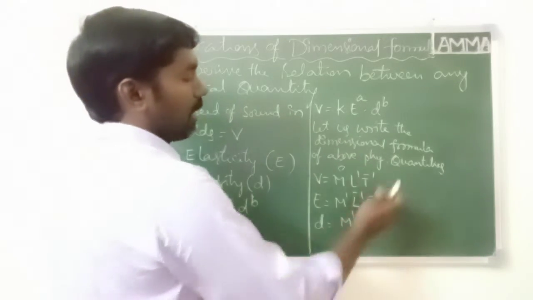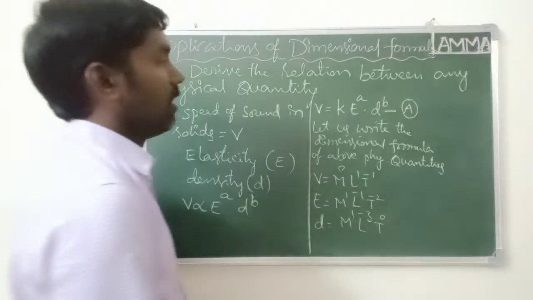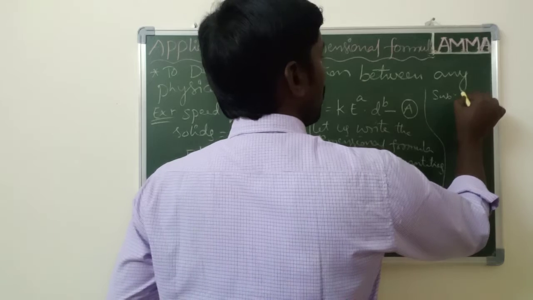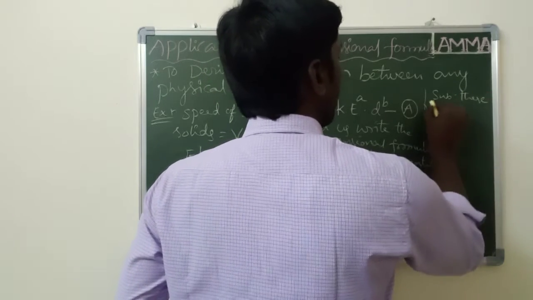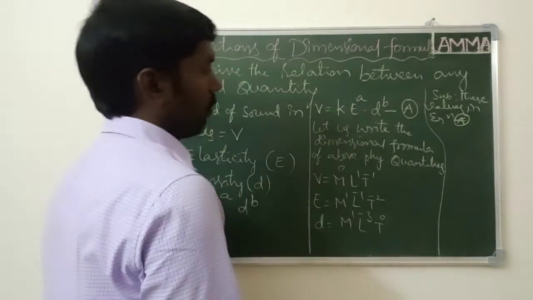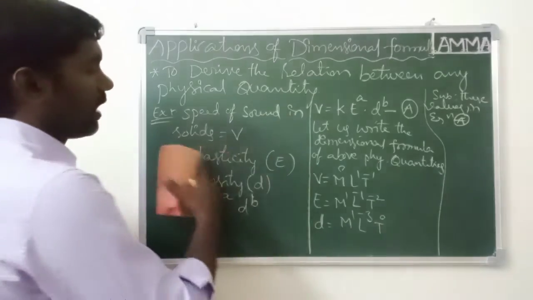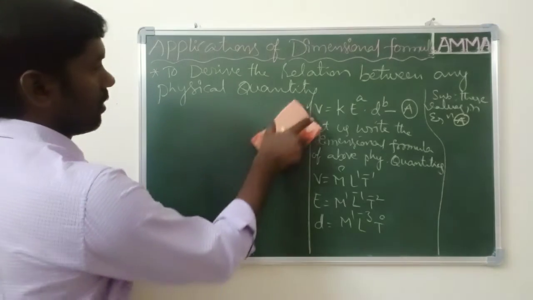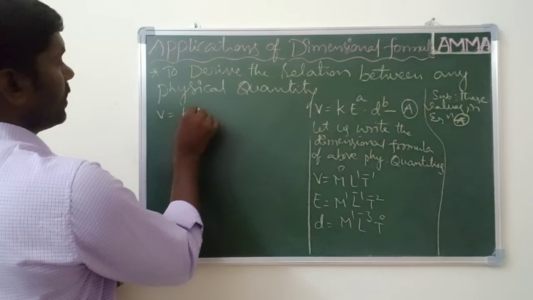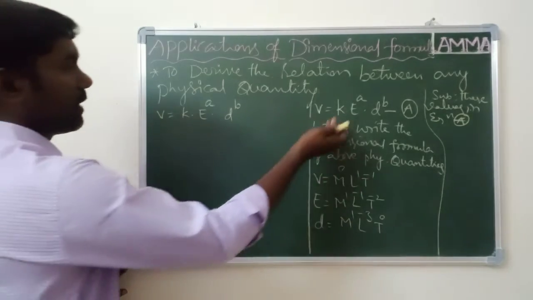Let us take these dimensional formulas and substitute them in the expression. Let it be expression A. So substitute these values in equation A. Let me erase the left hand side. What is the expression again? V equals k into E power a into D power b. Then let us substitute these dimensional formulas in the given expression.